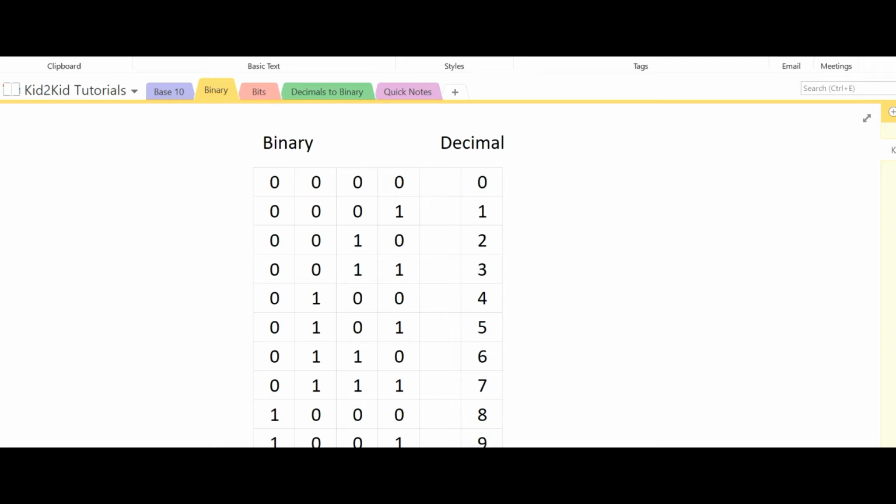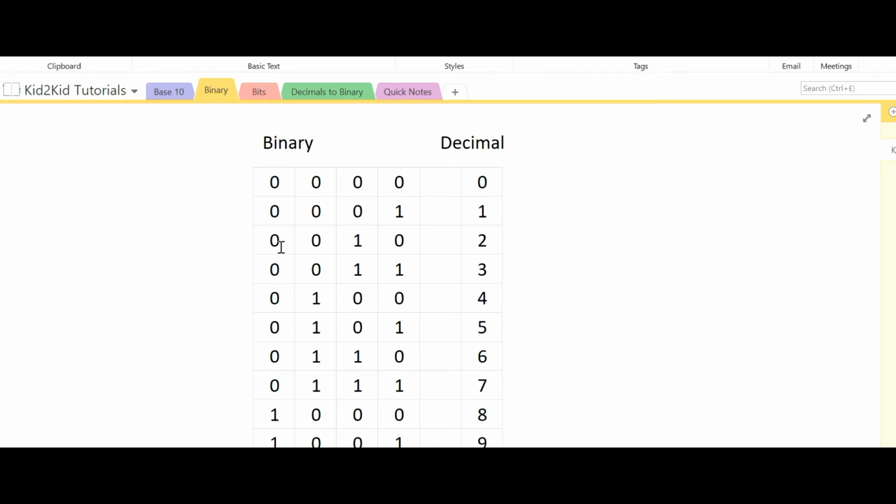Now, let's see what other numbers in binary equal in the decimal system. So we have the number 0000 in binary, and in the decimal system it is equal to 0. That's because you have a 0 over 2 to the power of 0 and 2 to the power of 1. So that's why it's equal to 0. So now we can go over the number 0001. And in the decimal system, that equals 1. That's because we have a 1 over 2 to the power of 0, and 2 to the power of 0 is equal to 1.